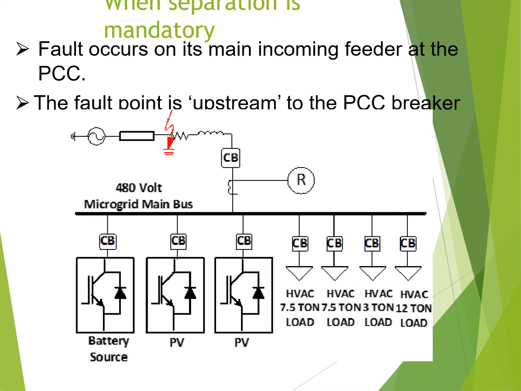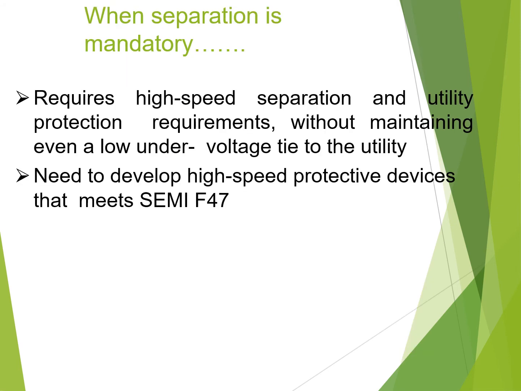So let's come to the case when separation is mandatory. When a fault occurs on the main incoming feeder at the PCC, or you can say the fault point is upstream of the PCC breaker, we need to immediately separate the microgrid from the utility grid. Separation is also mandatory for high-speed separation to meet utility protection requirements, without maintaining even the voltage tied to the utility. And we need to develop high-speed protective devices that meet SEMI F47 standards.